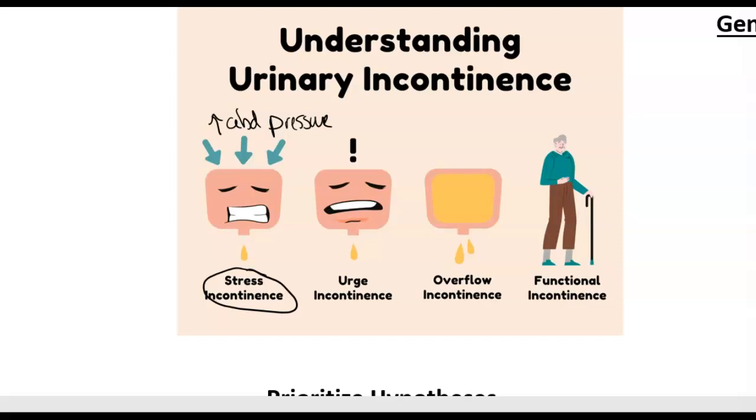So urge incontinence is a sudden urge to void, and that is often called overactive bladder. So that's that commercial, gotta go, gotta go, gotta go right now. And then overflow incontinence is what happens when the bladder gets too full. Okay, it's too full, so we see spillage of urine. This can be seen in things like acute urinary retention, BPH, spinal cord injuries.